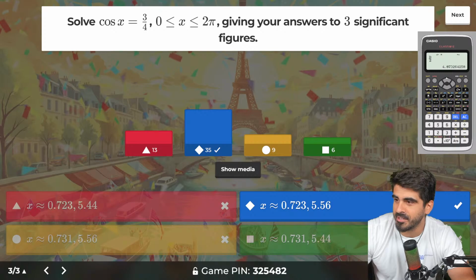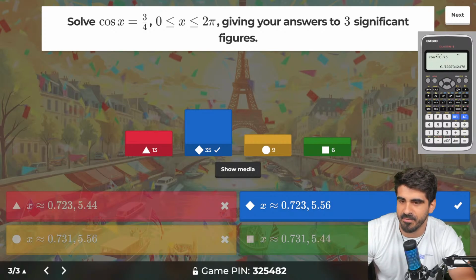Alright, so here's your working. So inverse cos of 0.75 is 0.723. So it's between blue and red. Then you do 2 pi minus, you get 5.56.